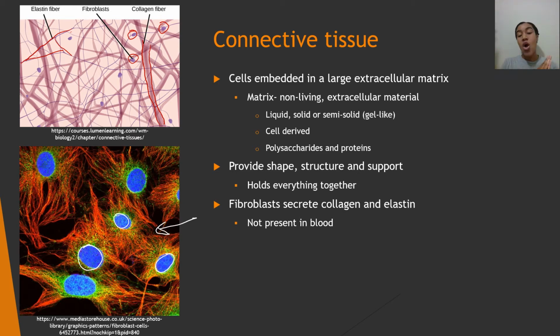And they're present in almost all connective tissue, with the exception of blood. So they're not present in blood because blood has a liquid matrix, and collagen and elastin are solid fibers.